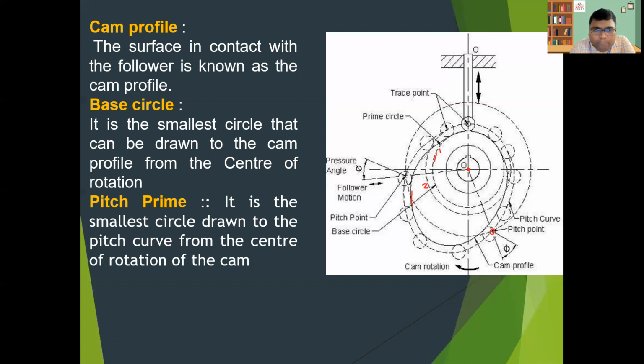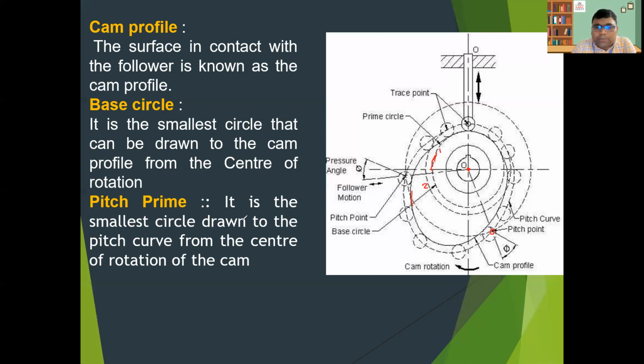And the next one is the base circle. You can see this one is called a base circle. It is the smallest circle that can be drawn to the cam profile from the center of rotation. You can see this is the cam profile, and the base circle can be drawn through it. This part is coinciding with the cam profile. Okay, hope you have understood.